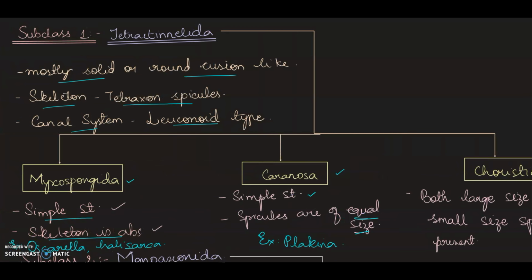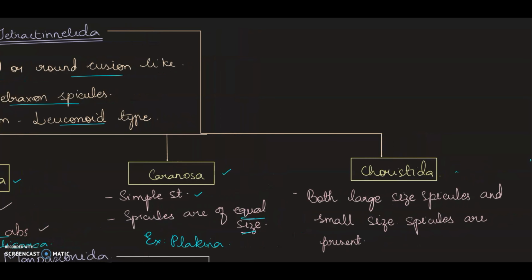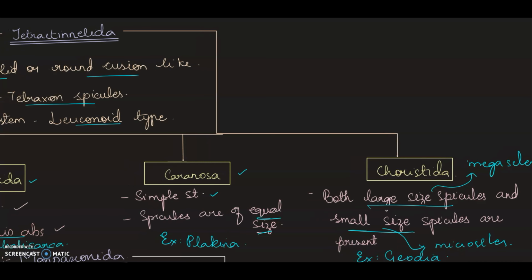So now talking about the third order, Choristida. Sponges under Choristida also have a very simple structure and they have both large size spicules and small size spicules present. Large size spicules we also call megascleres, and small size spicules we call microscleres. So that was all about Choristida. Example of this order is Geodia. So that was all about the subclass Tetractinellida.